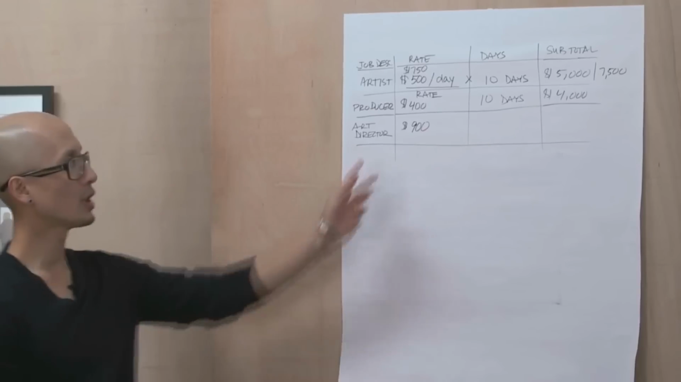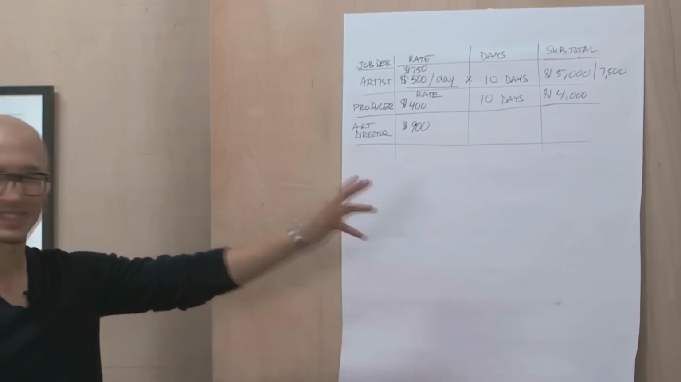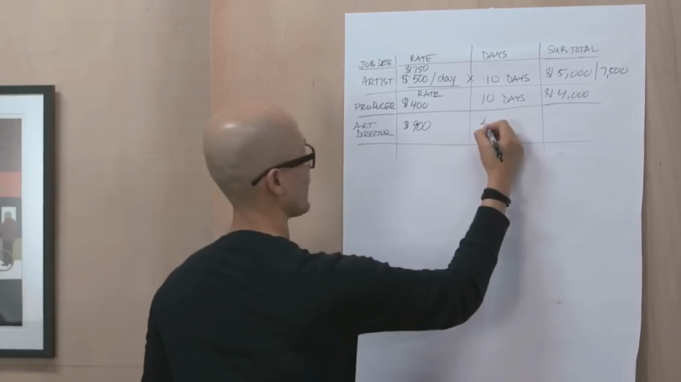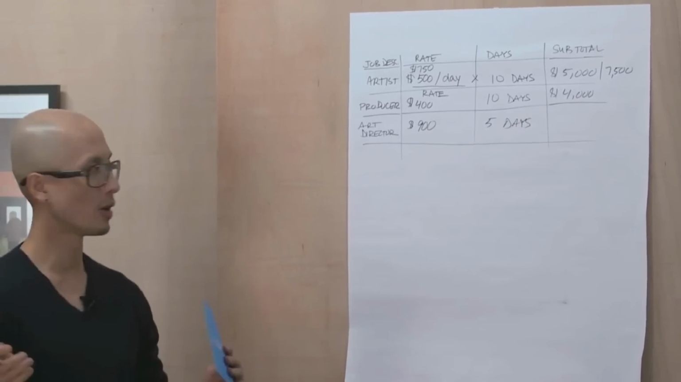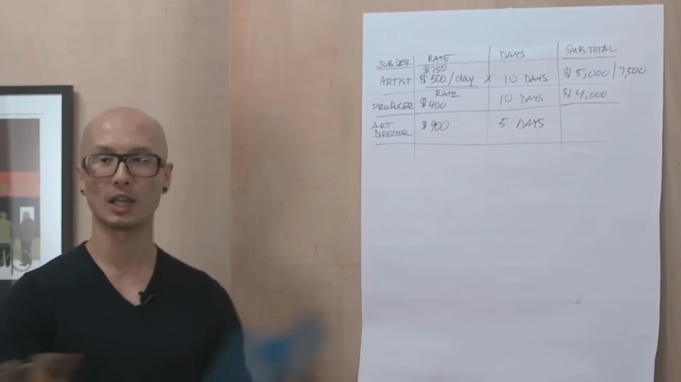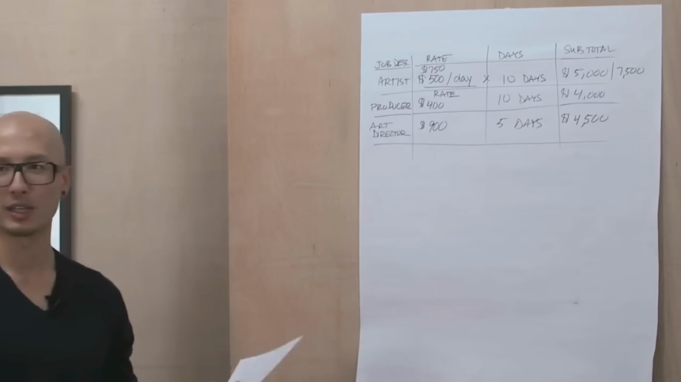Now, we don't need to art direct this person every single day of the job. So you can just put in a random number there. Let's say 5 days. And it's not that you're not working with him every day. It's just you're prorating your time across the length of the job. So now we're up to $4,500. So let's say that's pretty good.